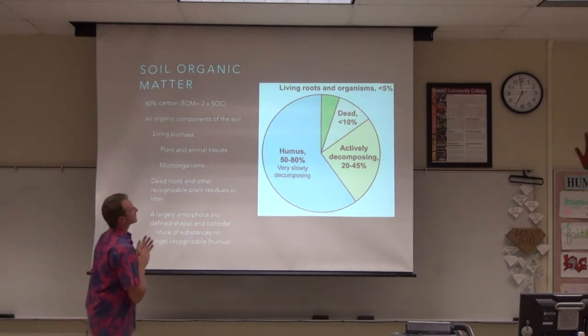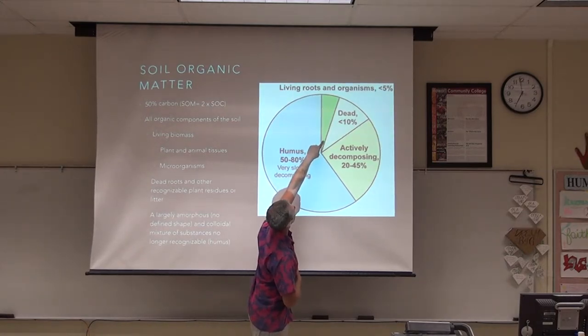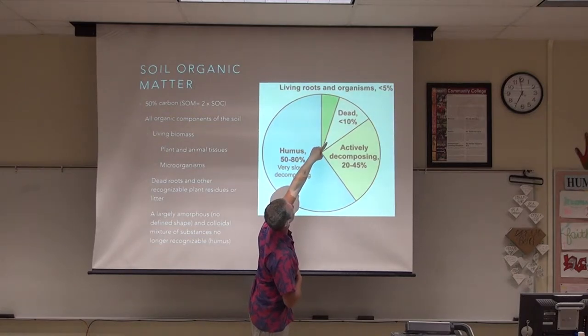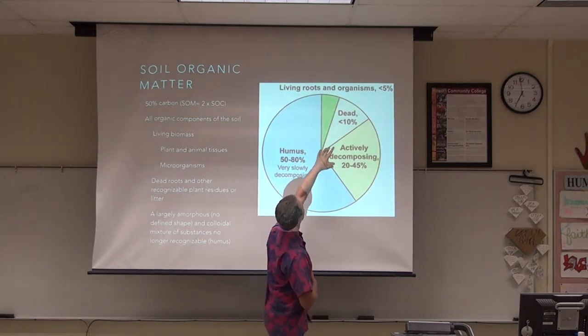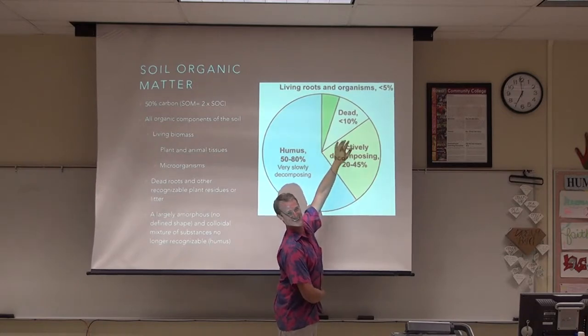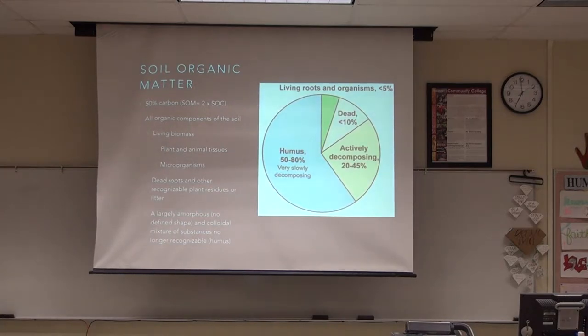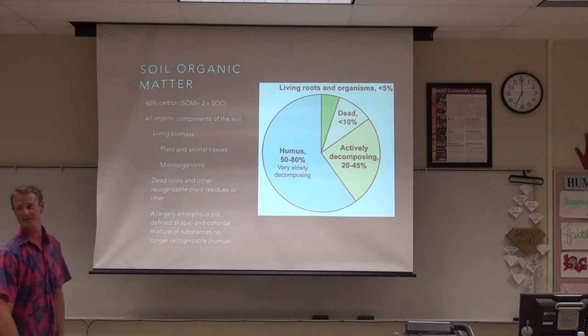Actively decomposing organic material, you have dead microorganisms. Living roots and organisms, and dead roots and organisms. So 50% of the soil organic matter is carbon. Soil organic matter is half carbon. We talked about C:N ratio and the natural farming stuff. This comes into play.